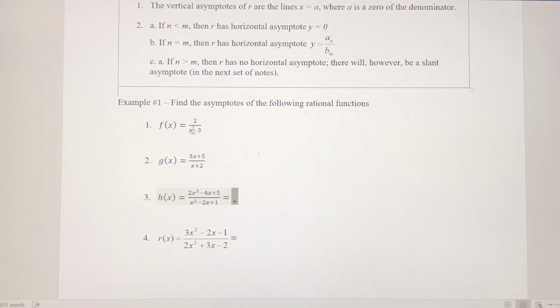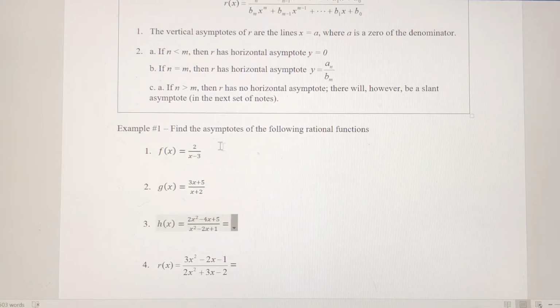First function, f of x equals 2 over x minus 3. This is already in simplest form. I can't simplify it anymore. So the vertical asymptote will be the value that makes the denominator 0. So that's going to be x equals 3. We're going to have a vertical asymptote at x equals 3. The graph will never touch or cross that vertical line.